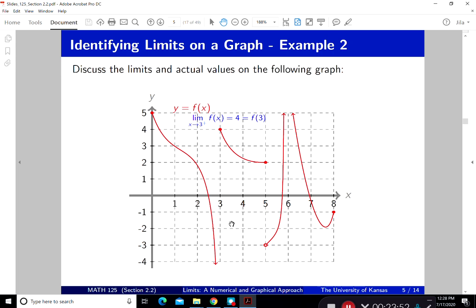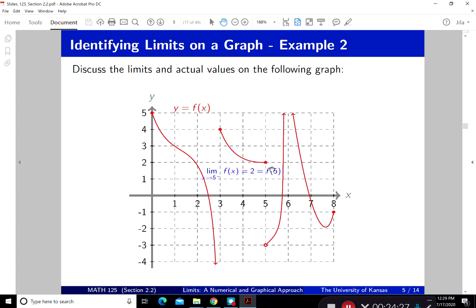As it approaches from the right side, the limit of f of x approaches 4, basically. See, the y value for f of x as x approaches 3 from the right side is equal to 4. And that's actually equal to the value of f of 3. So the limit as x approaches 3 is the same as the value at x equal to 3.